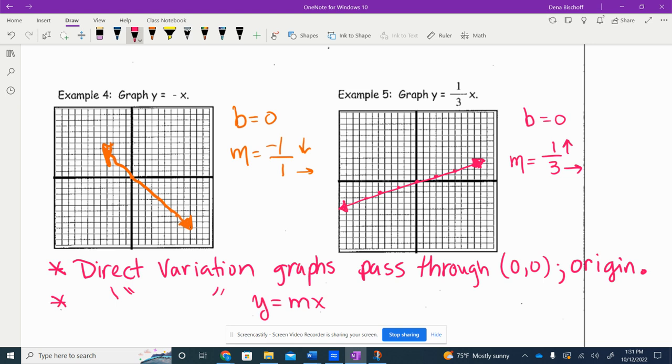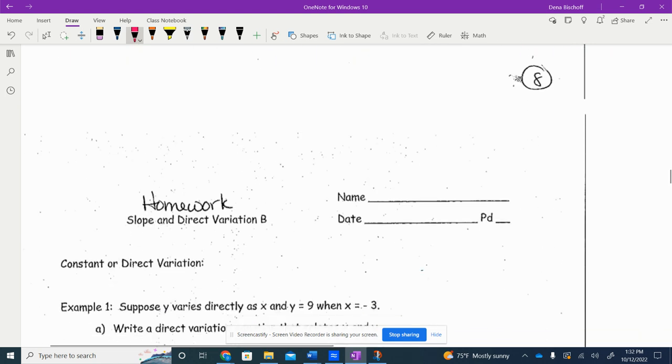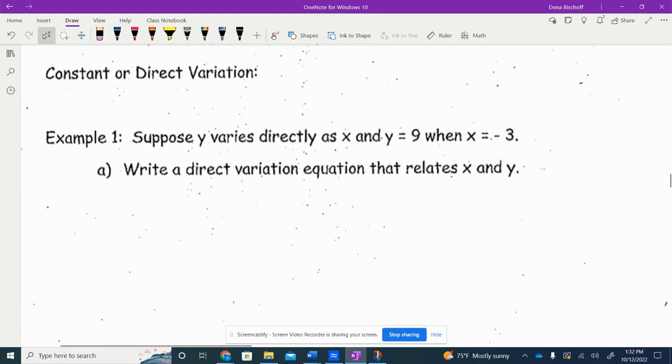So we're going to take that knowledge that we have of direct variation and of slope, and we're going to apply it with word problems, because I told you guys on Tuesday, we're really focused on word problems this week, right? So we're going to start with our homework. We're really going to do some problems together.